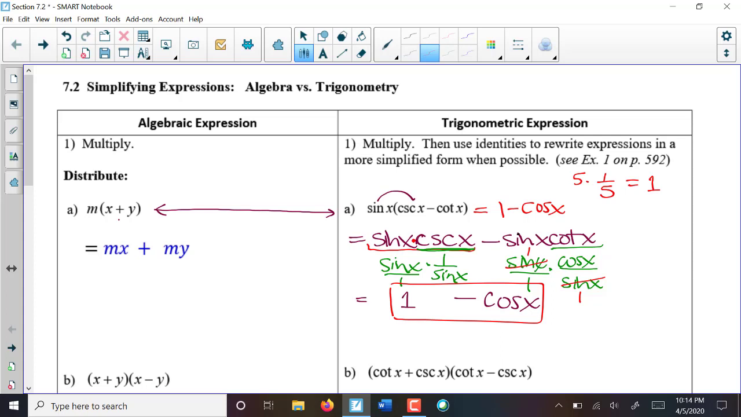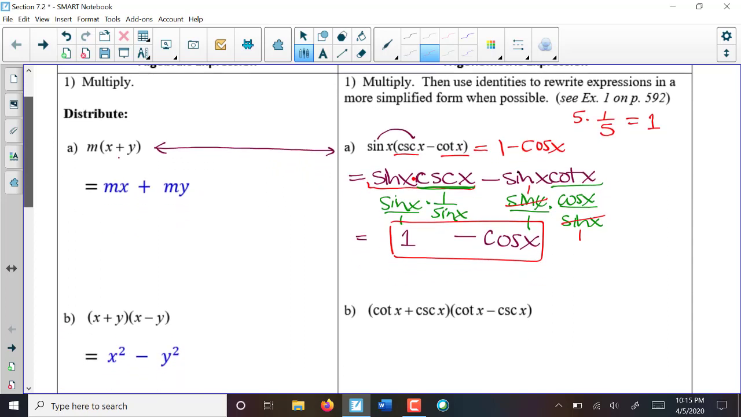So if I would substitute in an angle for x in each side, as long as it's an angle that is in the domain of cosecant and cotangent, I should get a true statement.